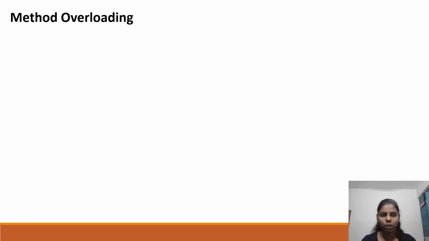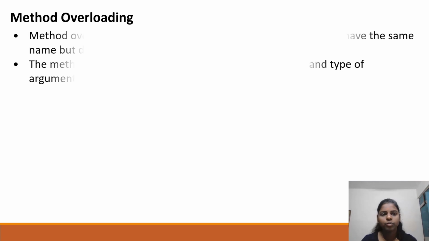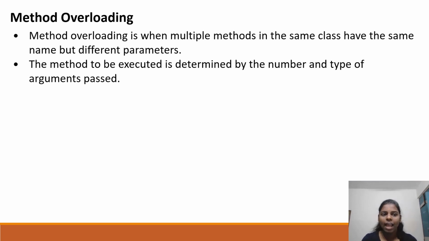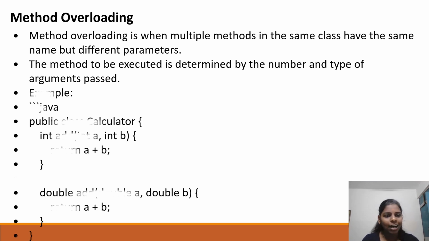Now let us see the method overloading. Actually, method overloading is when multiple methods in the same class have the same name but different parameters. The method to be executed is determined by the number and type of arguments passed. And also let us see the example for method overloading, and that will be displayed down.